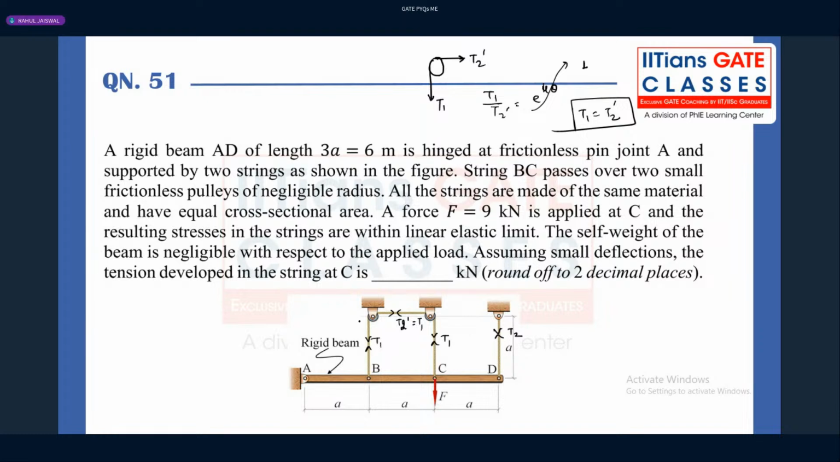Again, the length is given as A, A, A for all the T1 tension ropes. Whatever the ropes are here, they are having the same tension and the same length A, as they have already given in the figure. You can see that the length is A. Here also the length is A.